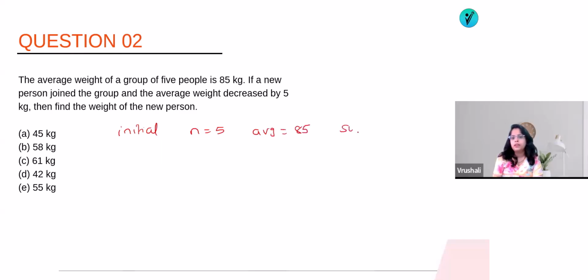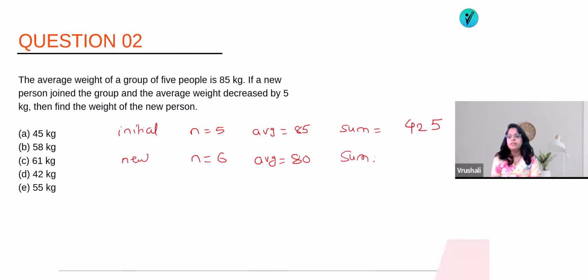So what will be the sum? The sum will be 85 into 5. 5 5s are 25, carry 2, 40 plus 2 is 42, so 425. If a new person joined, N will be 6 and the average weight decreases by 5. So what will be the new average now? Initially it was 85. Now it has decreased by 5, which means it will be 80. So what will be the sum? The sum will be 80 into 6, 8 6s are 48, so 480.